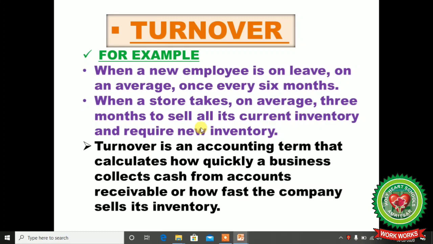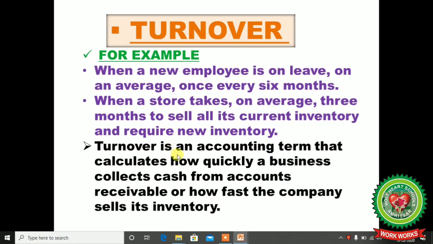So turnover, in two senses, see the meaning of turnover. When a new employee is on leave on an average once every 6 months, then that is turnover. And the second meaning is sales in the company's accounts. When a store takes on an average 3 months to sell all its current inventory and require new inventory, so 3 months are available here to clear the stock.